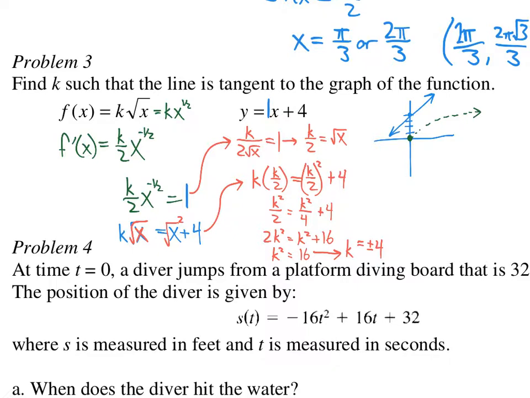Just the positive. If it were negative, then this would be going down here, and it would never touch that line. Okay? Mr. Dixon, in one of the systems of equations, it's k over 2 radical x. How'd you get there? I just took this negative 1/2 power. Okay, yeah. So this means k has to be 4.